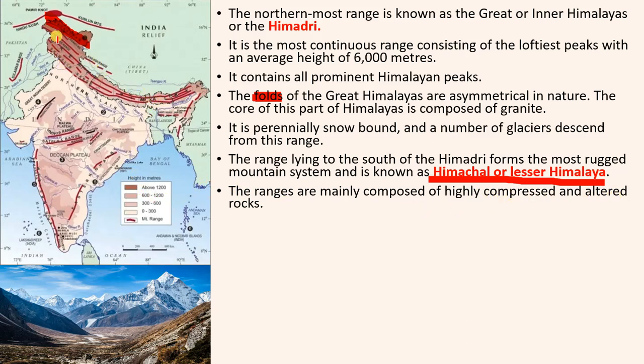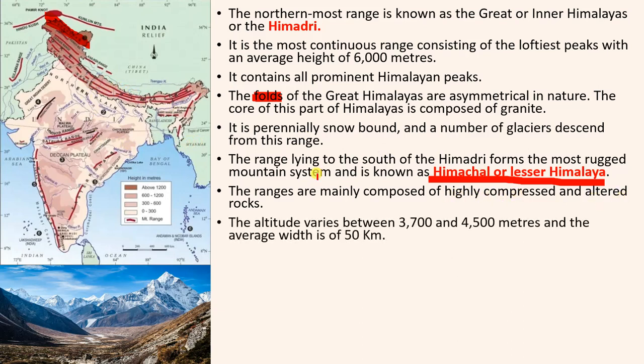Means as this is the middle, when the fold was created from both sides due to the Indo-Australian plate and Eurasian plate, the middle part was compressed a lot, and that way it has the most compressed and altered rock. Altered rock means the original form of that rock has been changed due to that high pressure. The altitude varies between 3,700 to 4,500 meters, and the average width is about 50 kilometers.